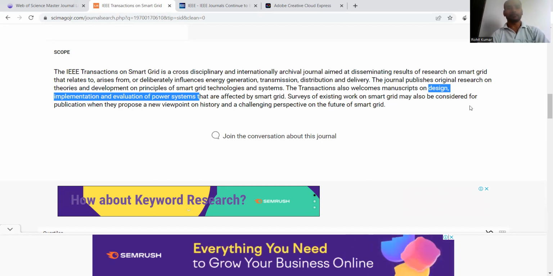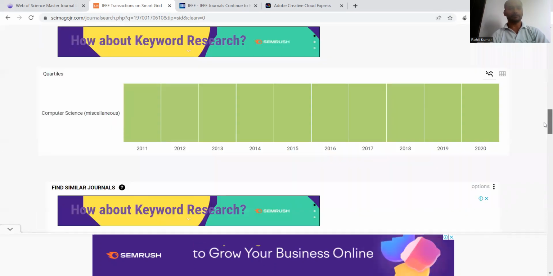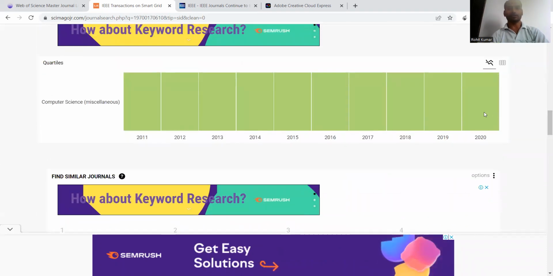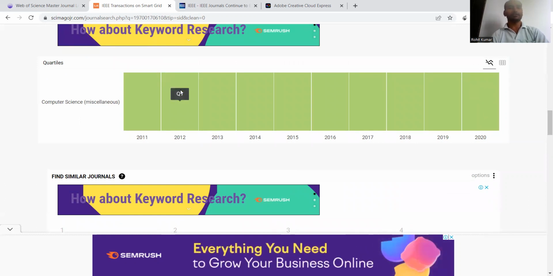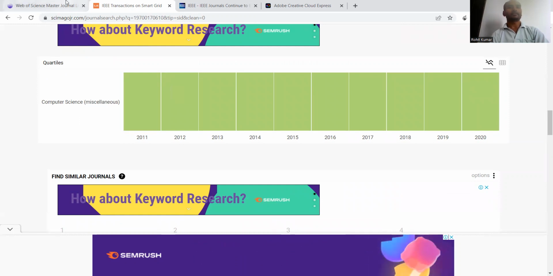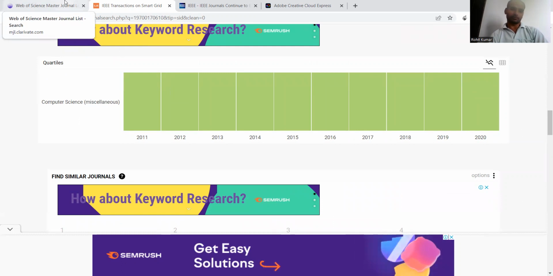Okay, now considering this scope, we are going to see the Q ranking. So you can see it's complete Q1. It makes it a perfect choice. The journal is SCI, it's complete Q1, and the impact factor is close to 9. So I think it's a perfect choice. You should go for it.